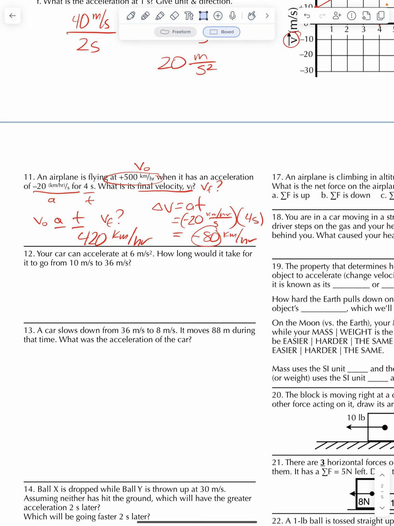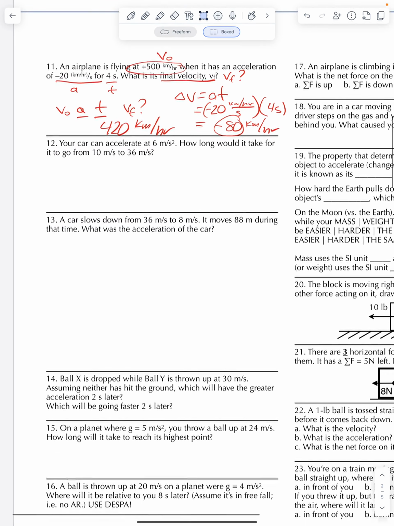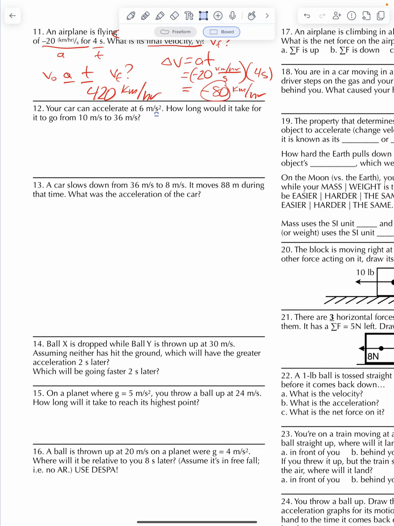And like I said, one technique, I kind of mentioned this all during the fall, is if you don't know what you're doing, just look for an equation and start solving for something. You're going to almost accidentally stumble upon the answer if you just don't give up and just use the right equations. So we'll keep using that technique. 12, your car can accelerate at 6 meters per second squared. That's my A.